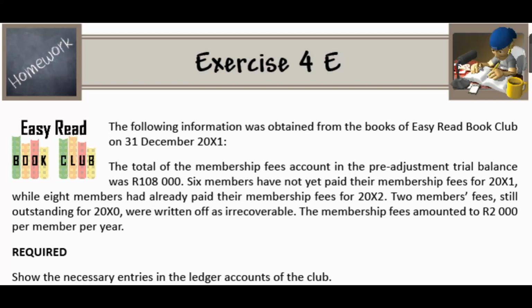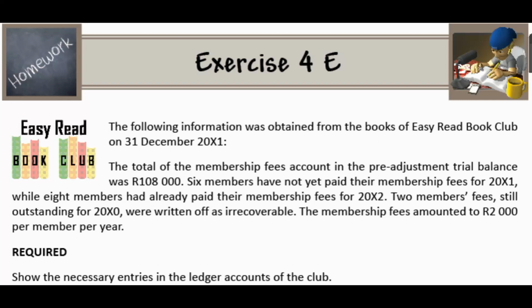Now the most important one, as you know, is the membership fees account. So let's start with the membership fees account. They say that the amount in the pre-adjustment trial balance was 108,000. That was the total at the end of the year in that account, which means the adjustments from the beginning of the year are included. Remember, we have to do the reverse entries for the adjustments.